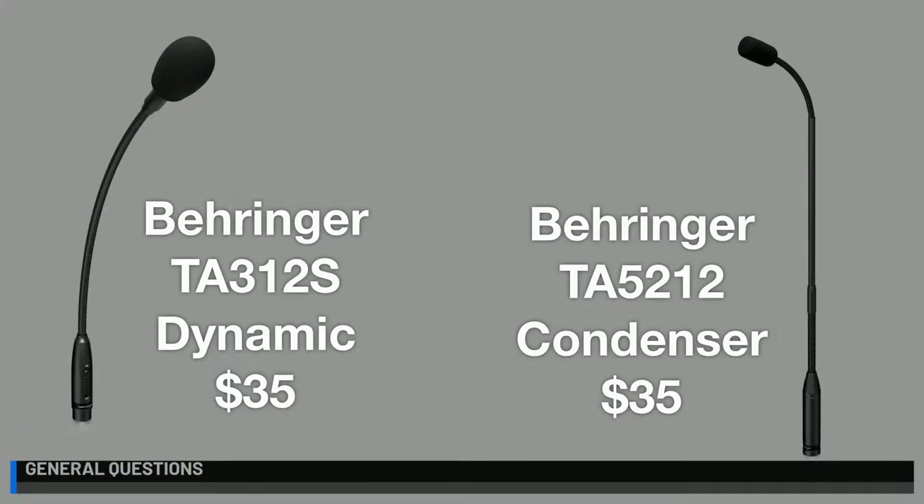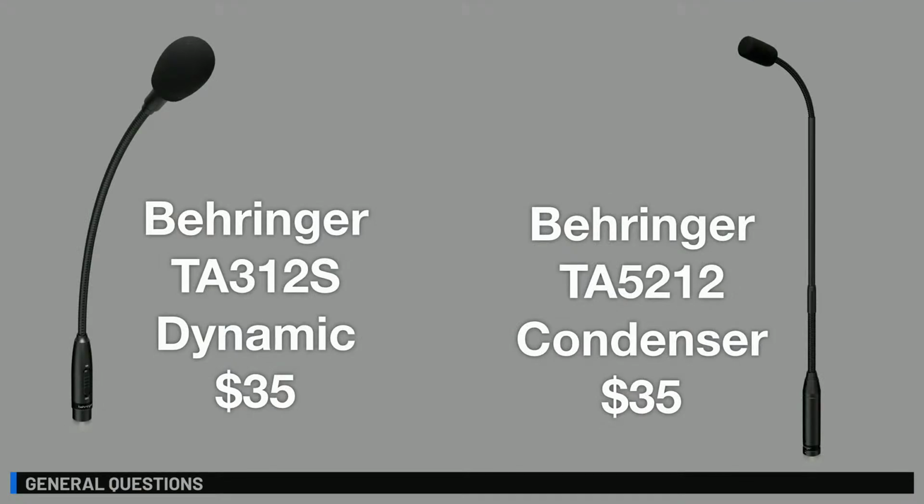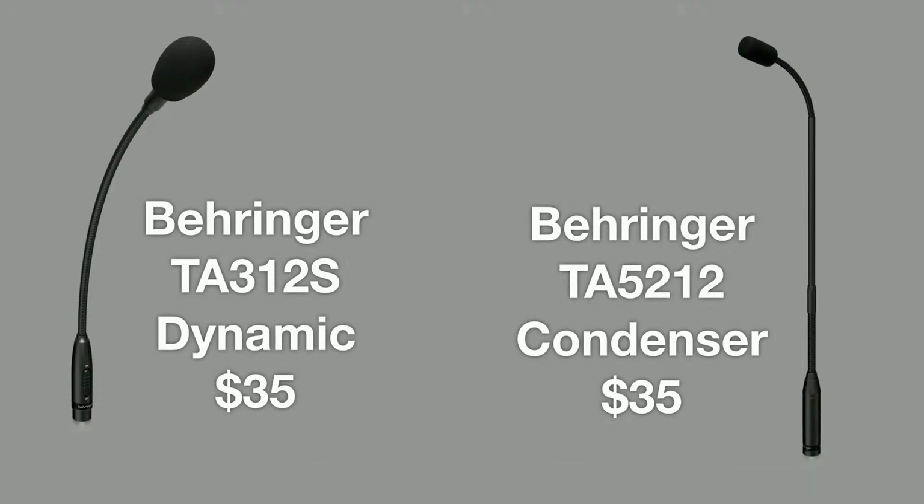So for conference table use, there's a couple. Behringer's just released in the last 12 months these two. They're actually very different. One is dynamic. Essentially, it has a miniature version of their SM58 clone. The other one's a condenser, phantom powered. The condenser one has a low cut switch on it, whereas the dynamic one doesn't have that. It actually has a mute switch.